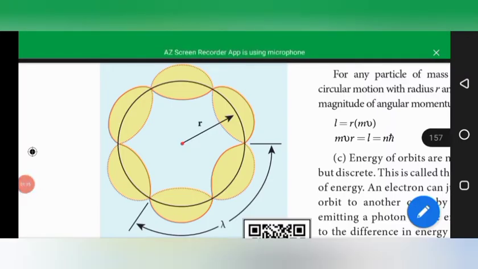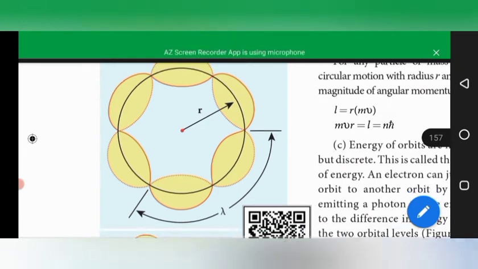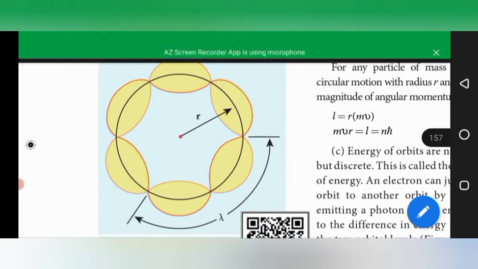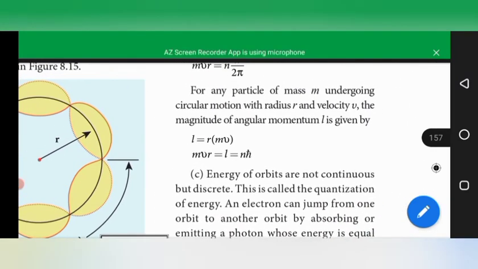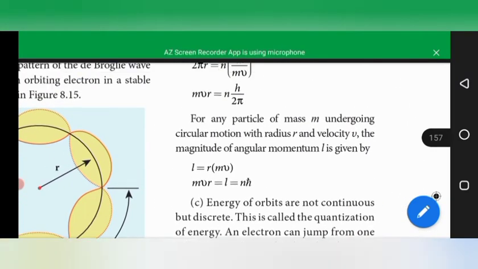According to quantum mechanics, the electrons have a dual nature because of the standing wave pattern of the de Broglie wave associated with the orbiting electron in a stable orbit. Here r is the radius of the circle in which the electron revolves, and one complete wave is called the wavelength, lambda. The circumference of the electron orbit of radius r must be an integral multiple of the de Broglie wavelength.